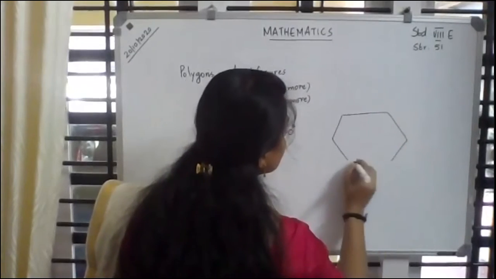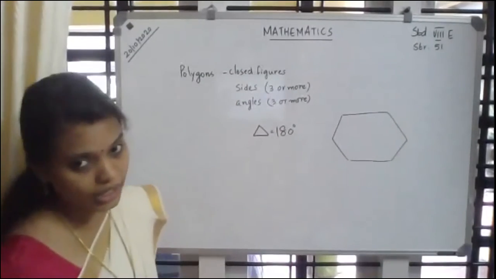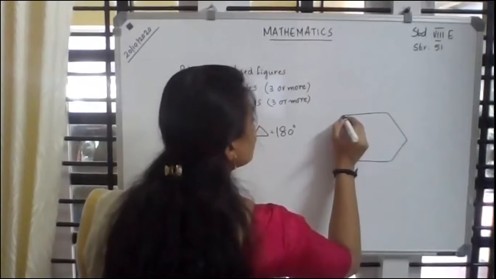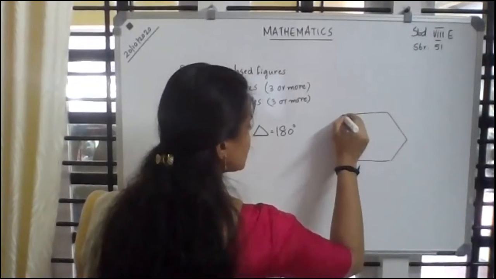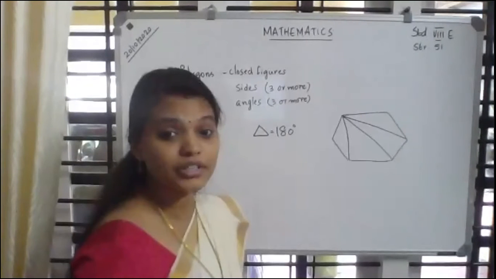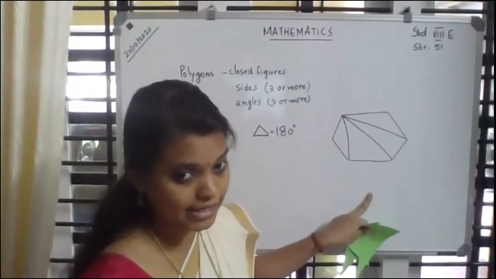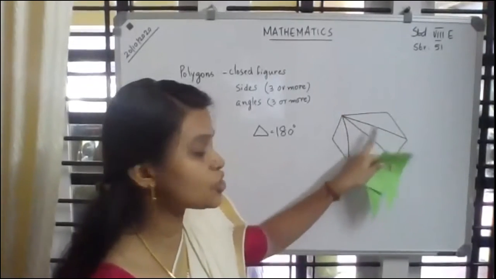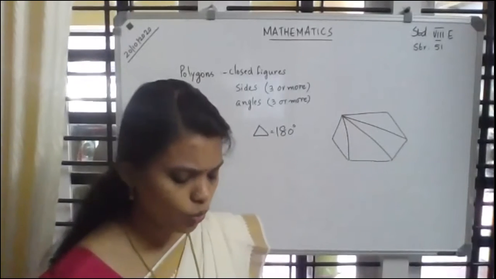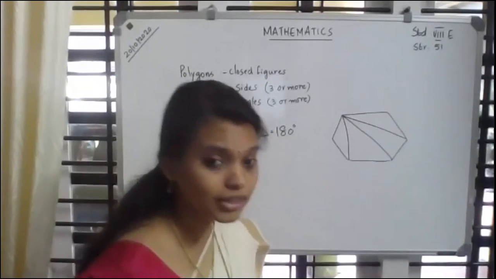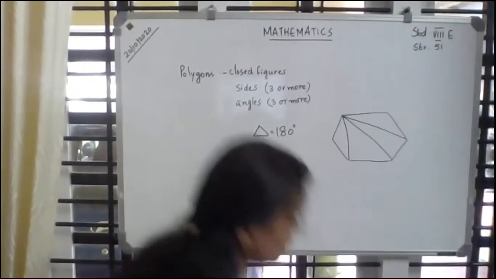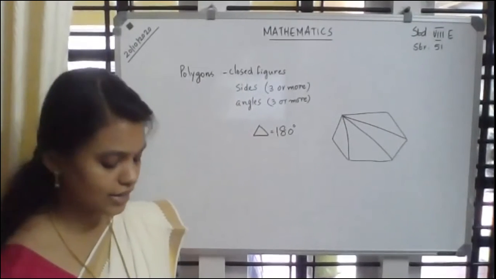Then you cut this hexagon. First of all, draw lines from one vertex to all other vertices. What do you get? You got 4 triangles, isn't it? Then cut through each of these lines. What do you get? You got a set of 4 triangles.